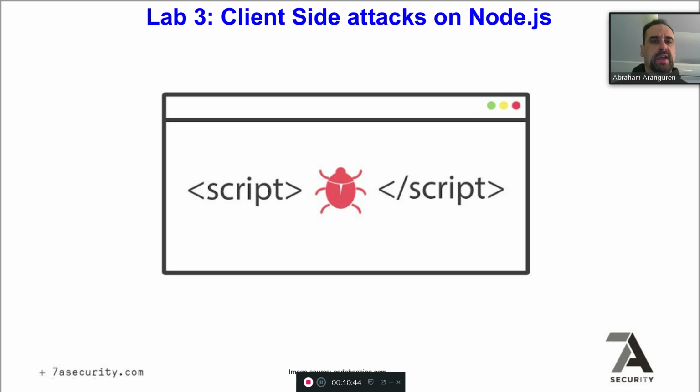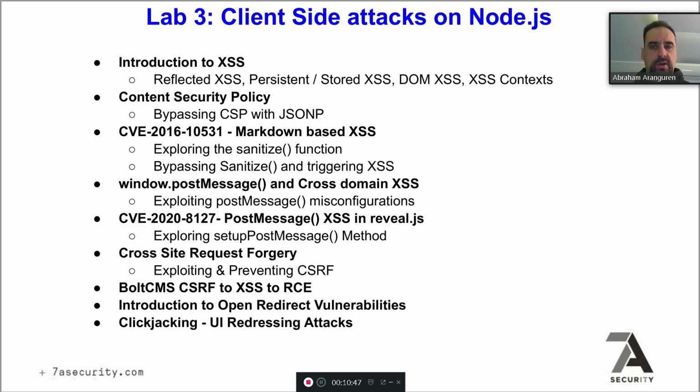In Lab 3, we talk about client-side attacks on Node.js. So we talk about content security policy, bypassing content security policy with JSONP endpoints, Markdown-based XSS, window postMessage, some case studies with known CVEs, quite recent. So 2020 CVEs, from this year. We also have some cross-site request forgery examples, and today we will do this one, the Bolt CMS cross-site request forgery from XSS to remote code execution. Also, we will be doing an introduction to open redirect vulnerabilities and clickjacking.